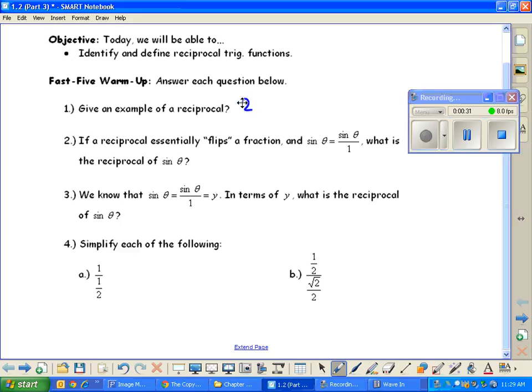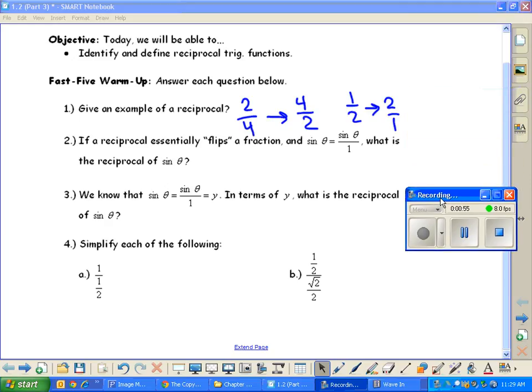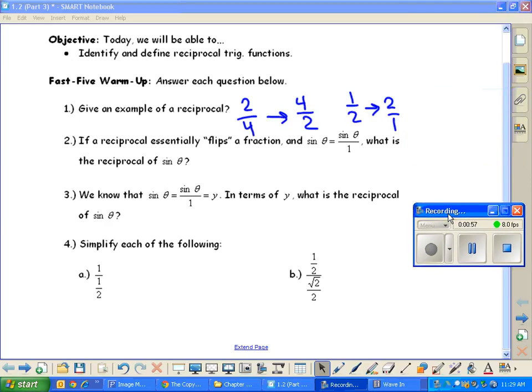Yeah, that's perfectly valid. 2 over 4, or 4 over 2. Any other examples they want to throw out there? Yeah, 2 over 4? Yeah, 1/2 and 2. Right. That is what a lot of people usually pick.